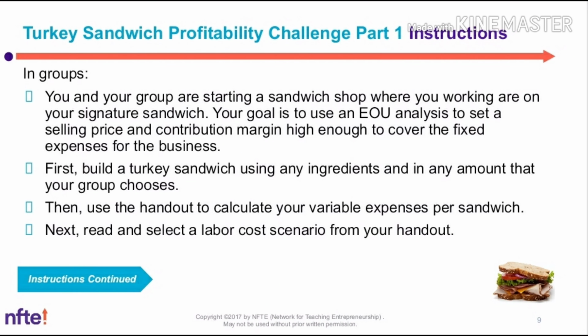All right, so here are the challenge instructions. I'm not going to read all of them, but I really want you to pay attention to the third bullet below that says, use the handout to calculate your variable expenses per sandwich. So you may say you all want to use wheat bread. And for wheat bread, it's $5 per 10 slices. Okay, so you've got to think clearly. You're doing the economics of one unit for one sandwich.